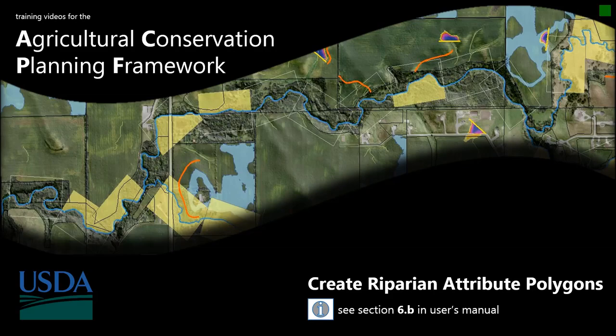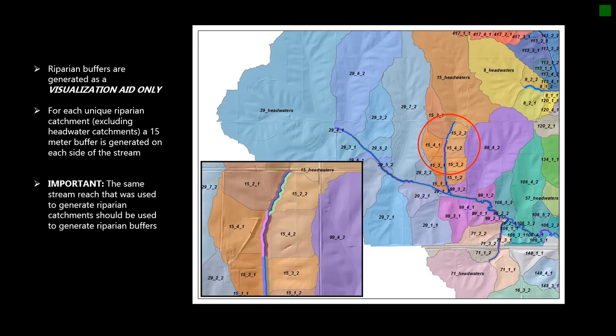In this video, we'll go over the Create Riparian Attribute Polygons tool. This tool generates a buffer on the stream reach and segments it into pieces that correspond to the riparian catchments. These riparian attribute polygons are purely meant for visualization purposes only, and no extra assessment is done with them.